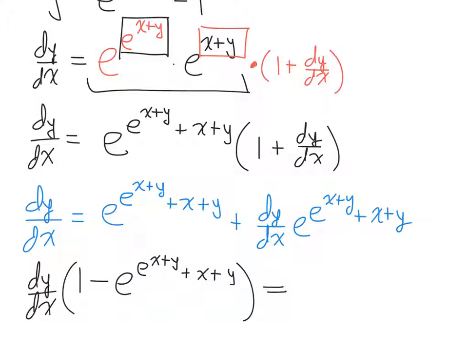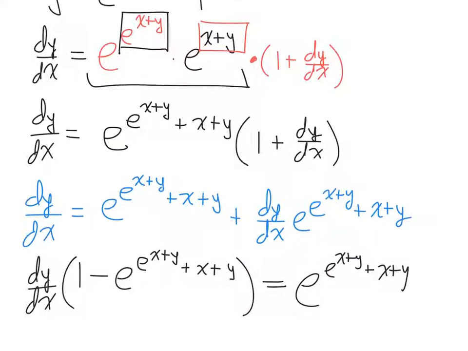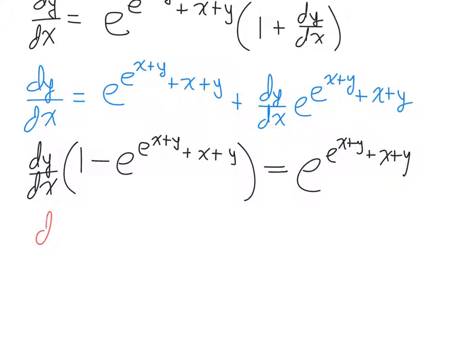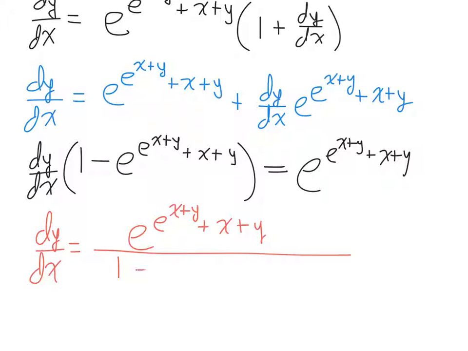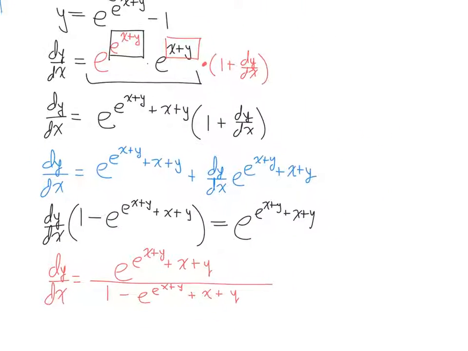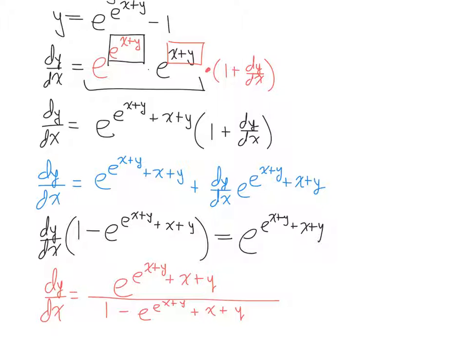So subtract and factor out your GCF, and you get this. And then our final answer, which would look absolutely nothing like the answer that we previously got, but it would be equivalent. Would be that.